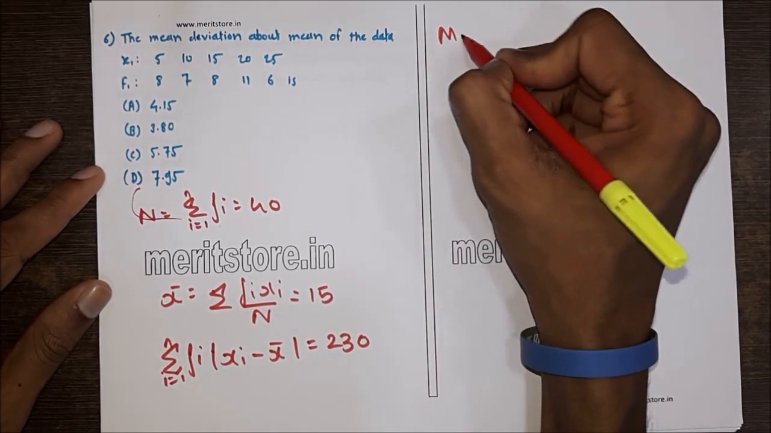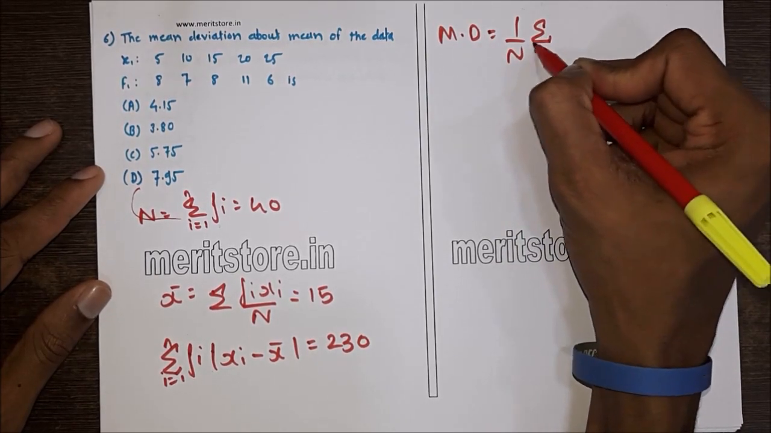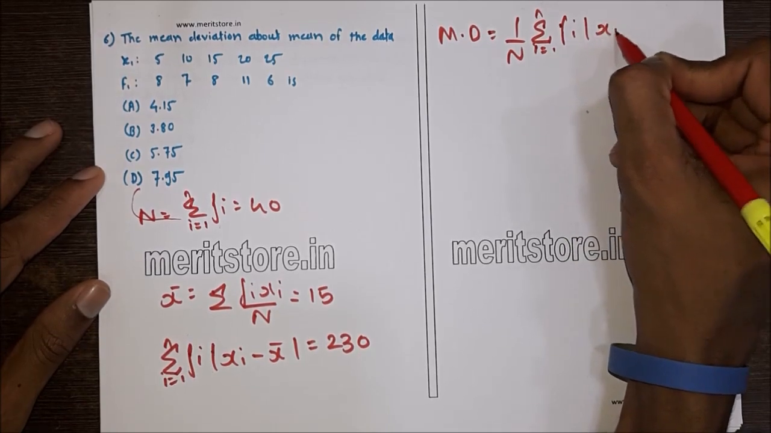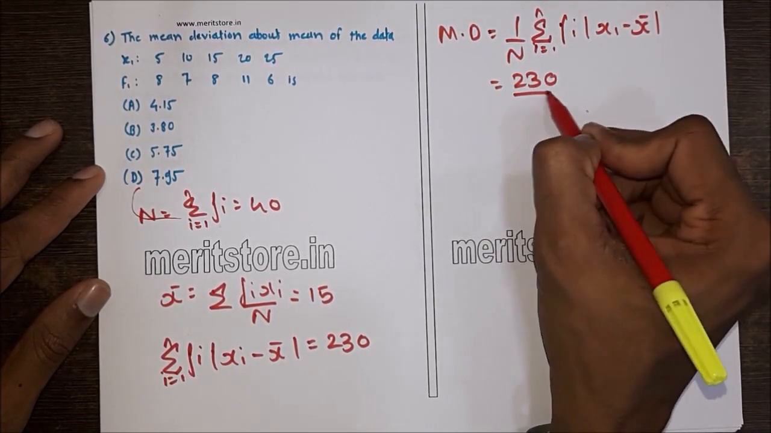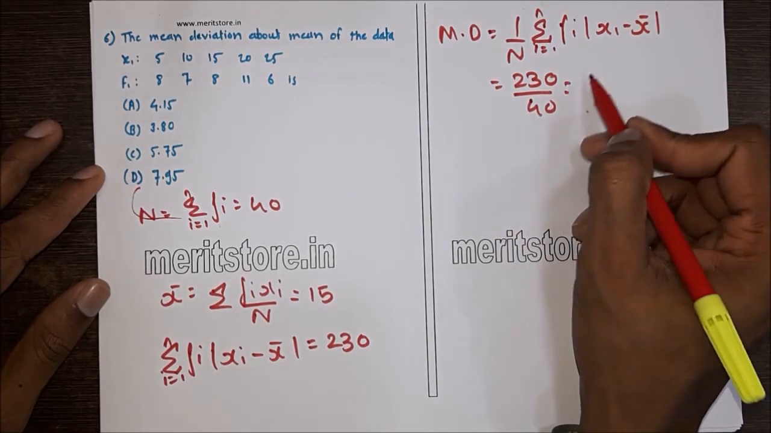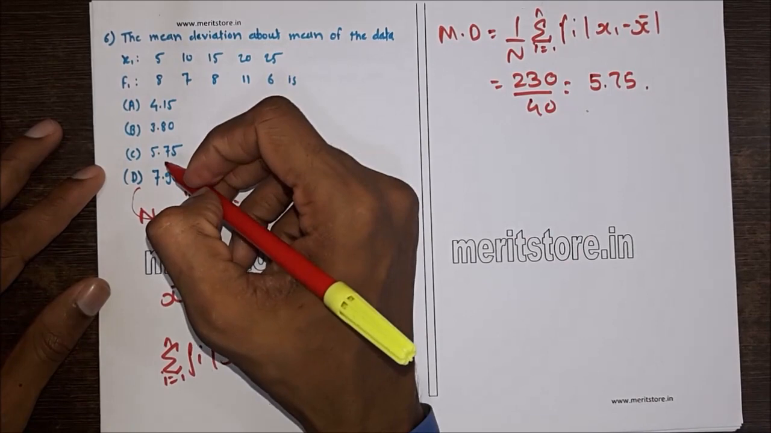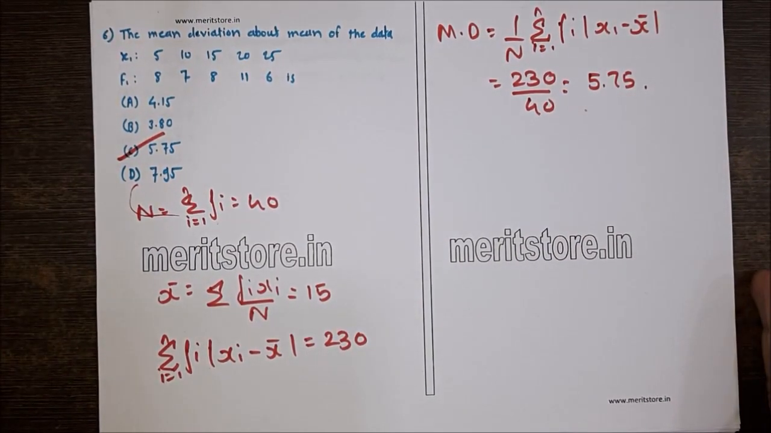So the mean deviation can be given as 1 by n summation of i equal to 1 to n fi mod of xi minus x bar, which is equal to 230 upon 40. Solving this, we get 5.75, which matches with option C. Therefore option C is the correct answer.